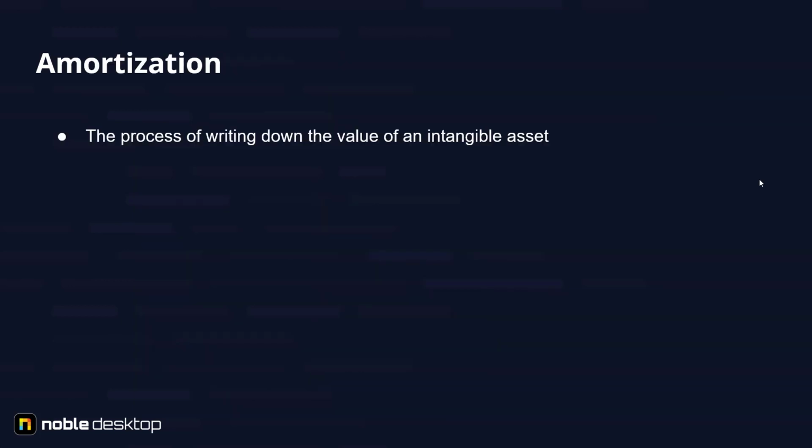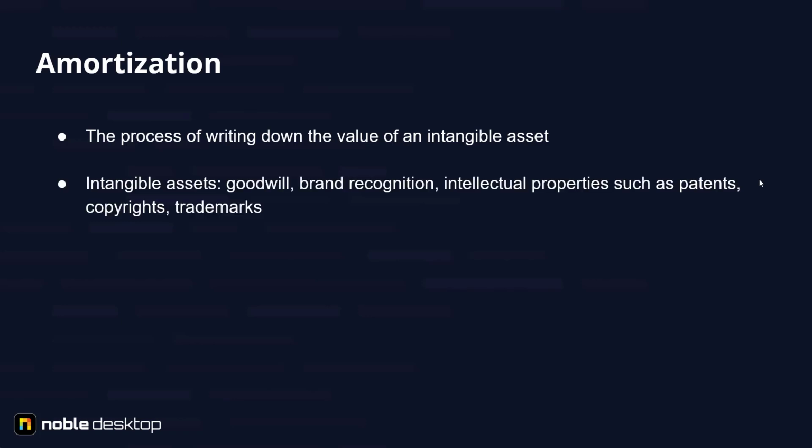Now, what is amortization? It's the process of writing down the value of an intangible asset. Examples of an intangible asset would be goodwill, brand recognition, and intellectual properties, such as patents, copyrights, and trademarks. Amortization is calculated very similar to depreciation.